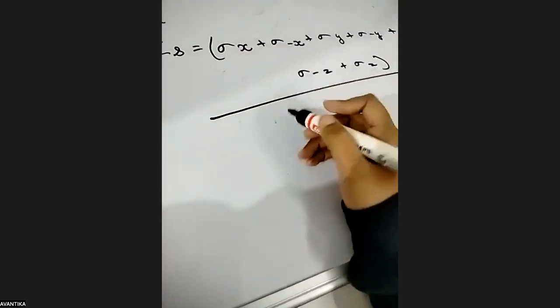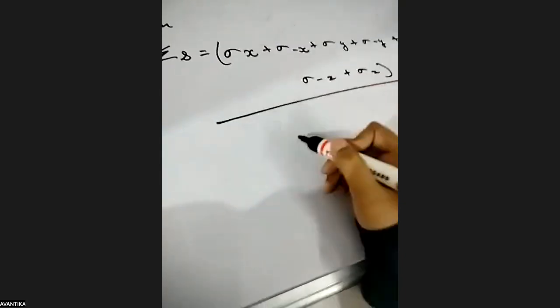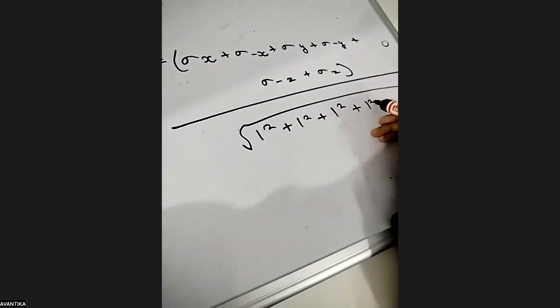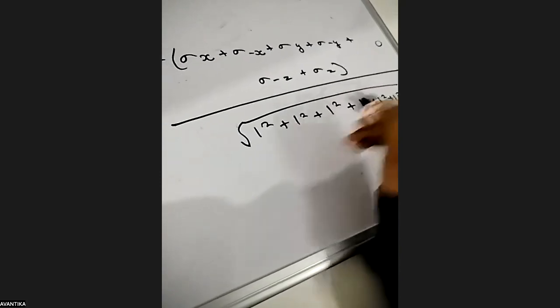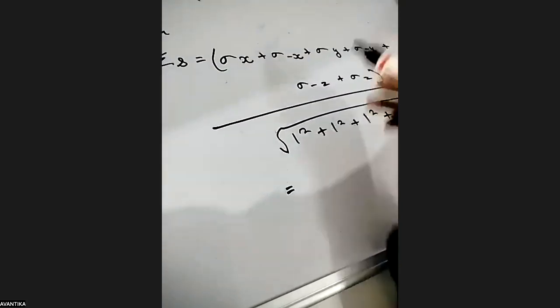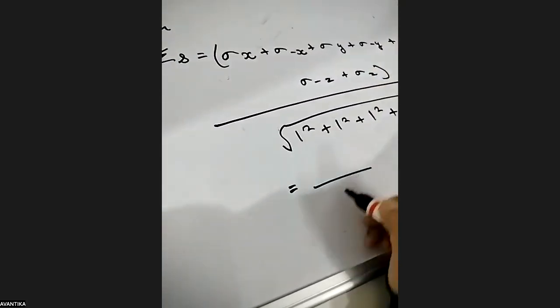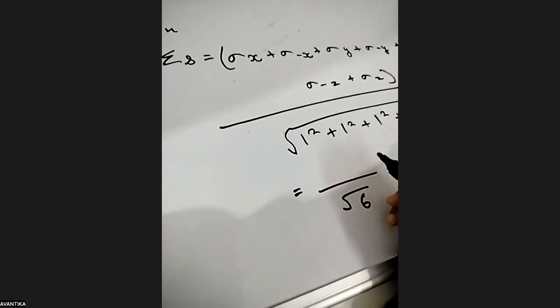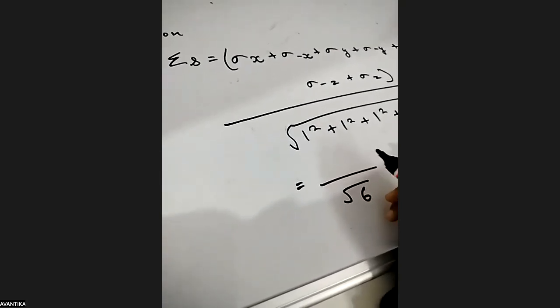So to normalize, there are 6 here, so this comes as root 6. So this is the wave function of the ligand group orbital in case of the s orbital. Similarly, we can also find it in case of the p orbital, the dx square minus y square orbital, and the dz square orbital.